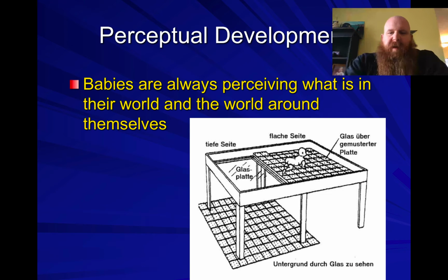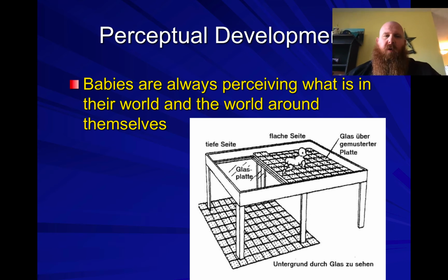We've talked a little bit about this experiment when we were talking about perception and what we can and can't perceive, and at what age. So you've seen this experiment before. We're going to go over it just a little bit to see how it fits into babies and perceptual development. Babies are always perceiving what is in their world and the world around themselves. They're always looking. They're always seeing what's there.